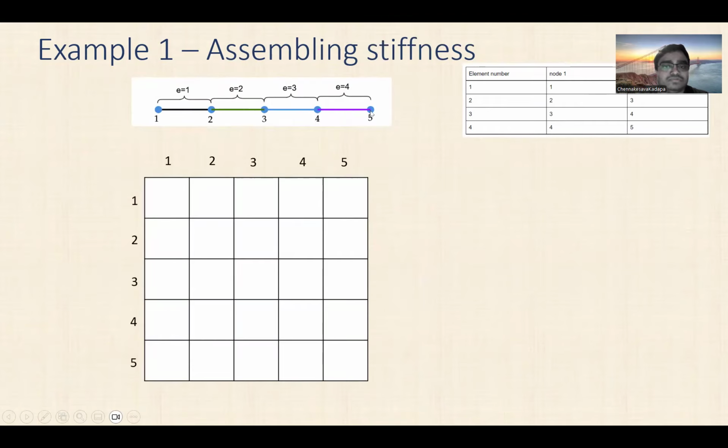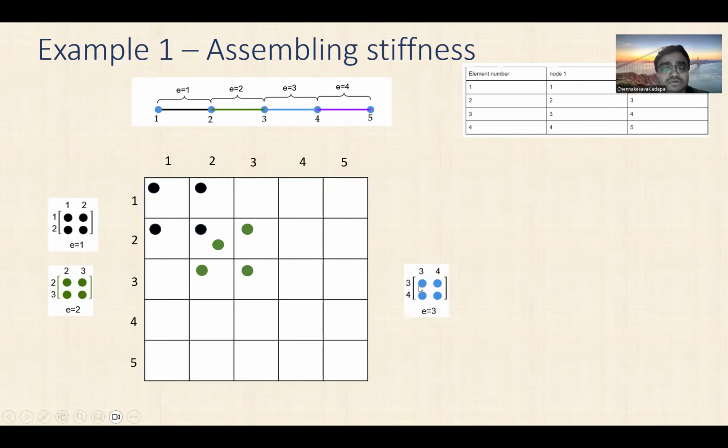Like I said, we have 5 nodes, so 5 degrees of freedom, so a 5 by 5 matrix in the global system. For the first element, the 4 entries in the element stiffness matrix go into rows 1, 2 and columns 1, 2. For the second element, they go into rows 2, 3 and columns 2, 3. Similarly, for element 3, into rows 3, 4 and columns 3, 4, and for element 4, into rows 4, 5 and columns 4, 5.